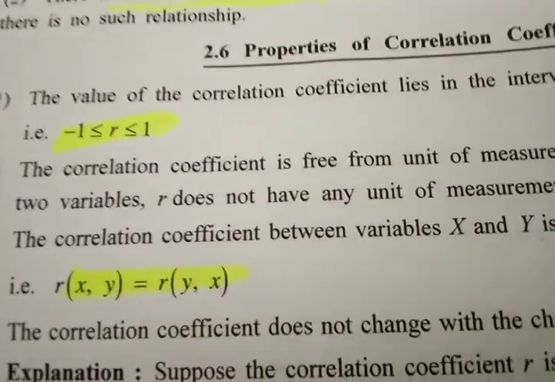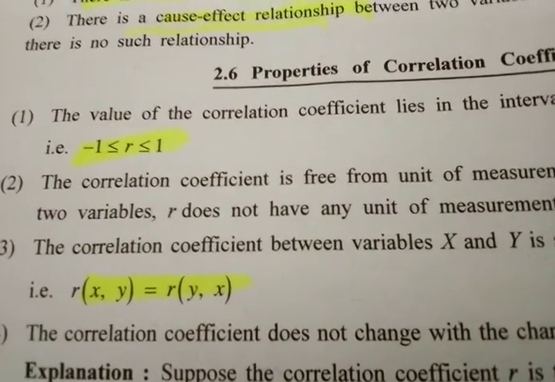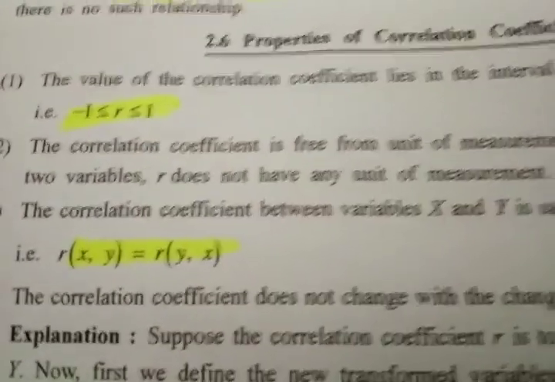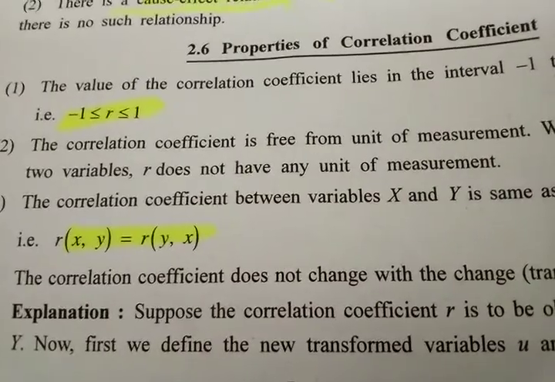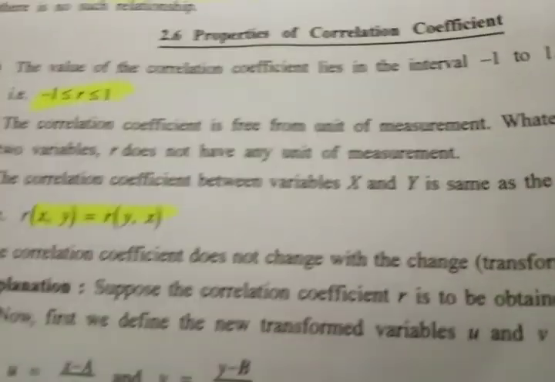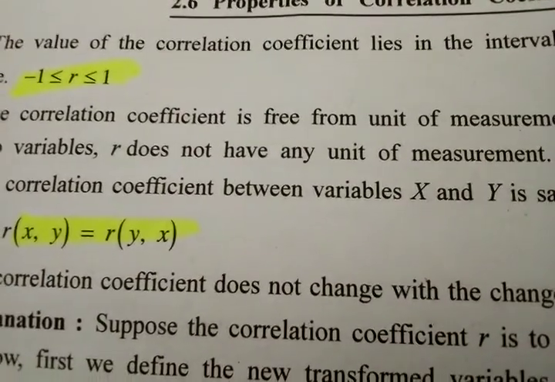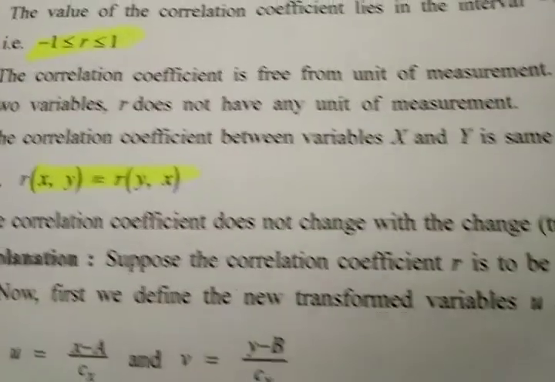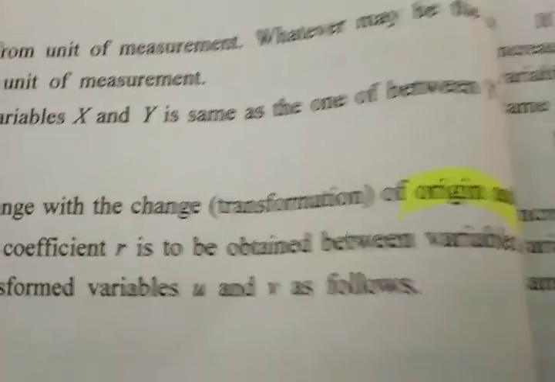Correlation coefficient is free from unit of measurement. Okay, so when you write correlation coefficient, you don't attach any unit, write a pure number there. Then the correlation coefficient between x and y and y and x are the same. Whether x you write first or y you write first, the value will be the same when you calculate coefficient of correlation.